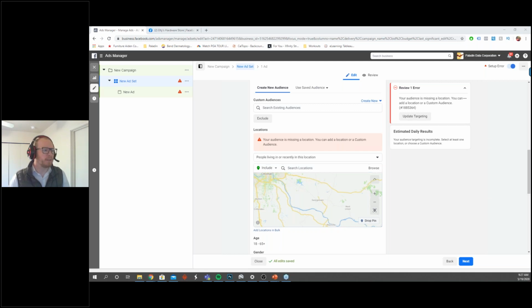What's a time-effective way to keep up with the changes in algorithms for Facebook and Instagram? That's another great question. Okay. Best way to keep up with the changes in the algorithms for Facebook and Instagram.